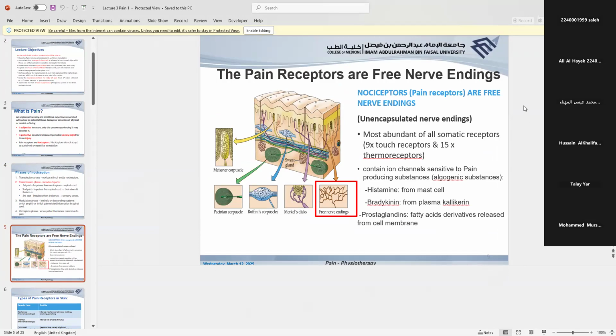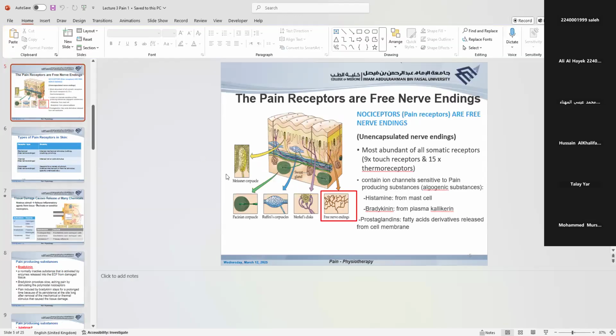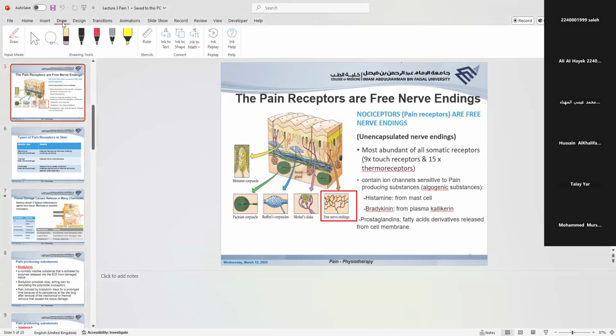All right. As I mentioned, pain receptors are present all over the body. Basically, they are free nerve endings. In this diagram, you can see that you have different types of receptors. We will not talk about those, just the one in the red box. These are the free nerve endings, and these are the most abundant of all somatic receptors, at least 9 times more than the touch receptors and around 15 times more than the thermoreceptors.